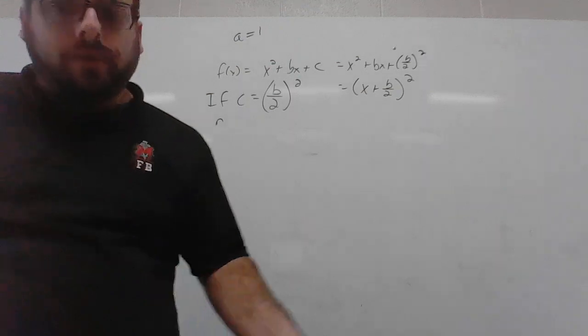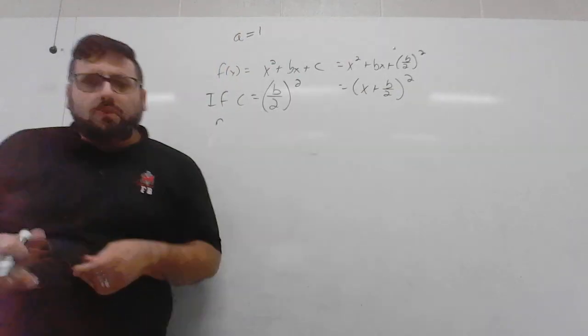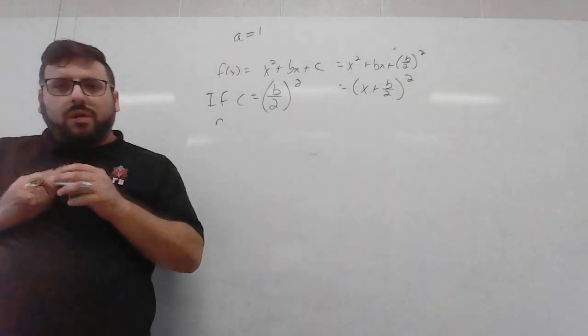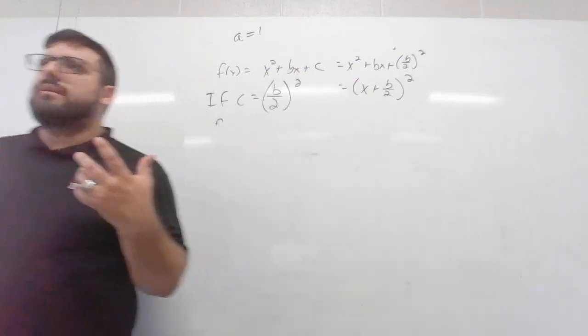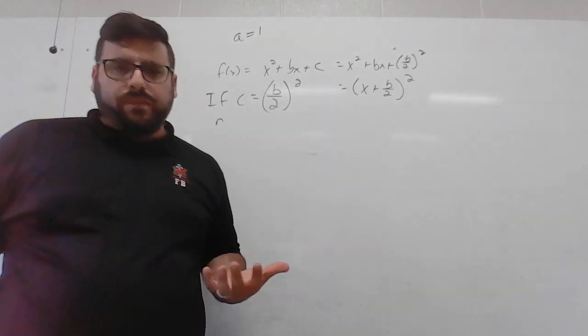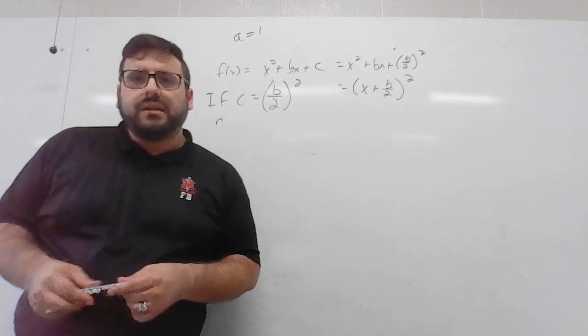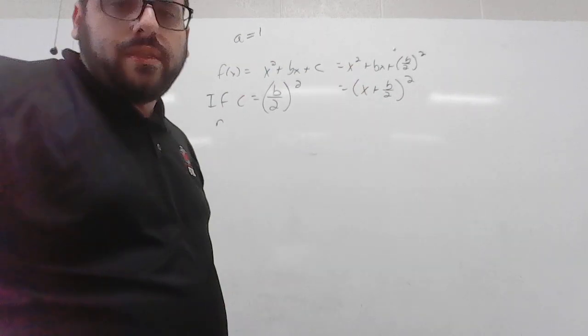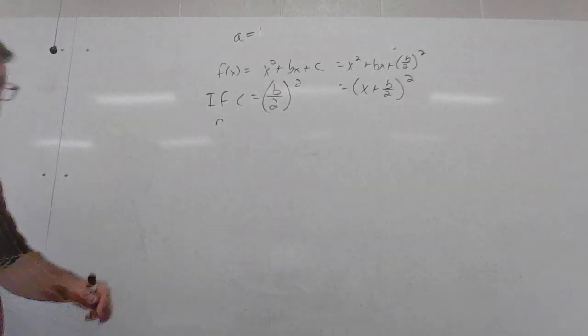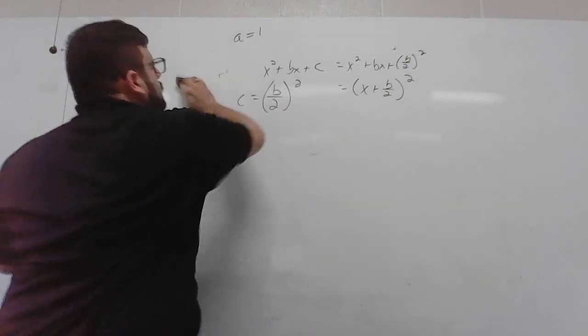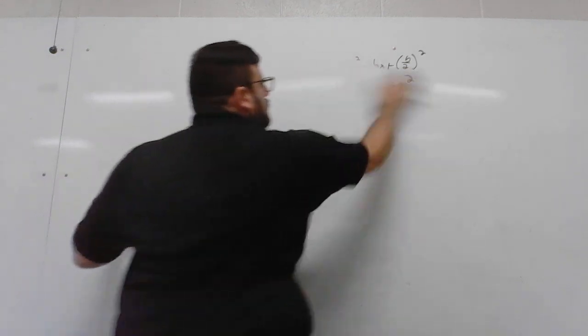Now, why is this important? If I want to solve a quadratic equation, but the quadratic function is not a perfect square, we can find a way to make it a perfect square, and we can still use square roots to solve that equation. All this is done through a process called completing the square.